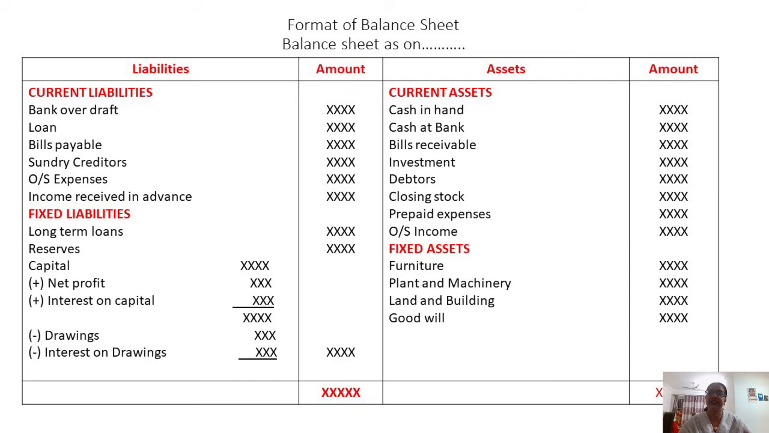Then coming to fixed liabilities. Fixed liability means it is a liability, the amount is repayable but not in a short span of time. There is some time for repaying this amount, say more than 1 year, which is repayable after 1 year, is considered as fixed liability. Say a long-term loan taken for many years is a long-term loan.